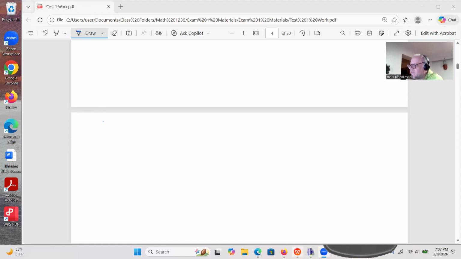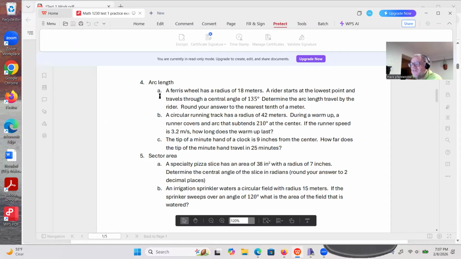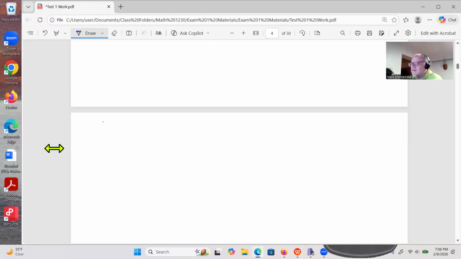Let's go ahead and take a look at the next problem here. So this is figuring out arc length, and of course there's an A, B, and C for this. Let's see, we have a Ferris wheel with a radius of 18 meters. That seems important. Let's write that down. Okay, so we have a radius equals 18 meters.